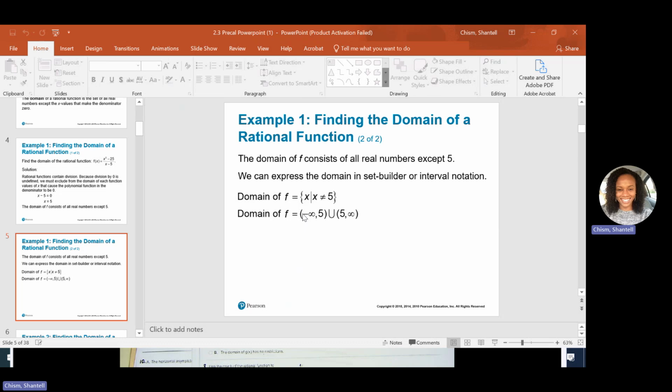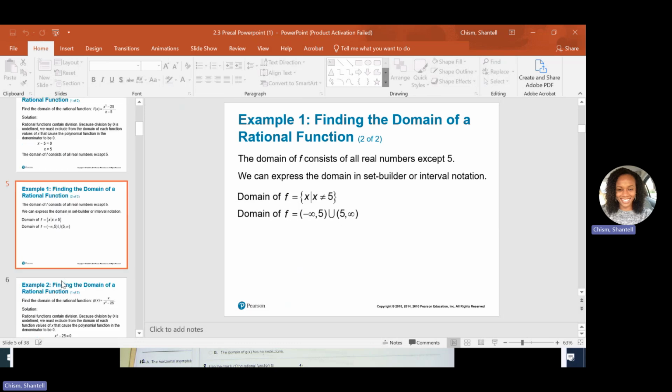So we use parentheses. And then we use the union to represent or. So negative infinity to 5 or 5 to infinity. Okay. Again, using a parenthesis at 5 because it's up to 5 but not including it. And then up to infinity, but we don't reach infinity because we don't know what infinity is. Okay.